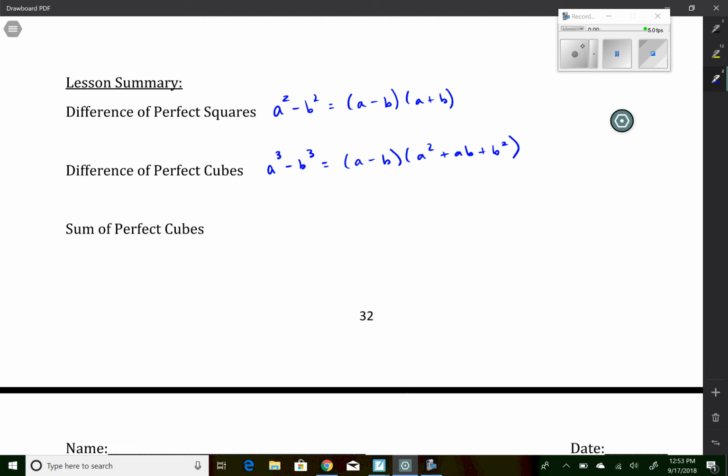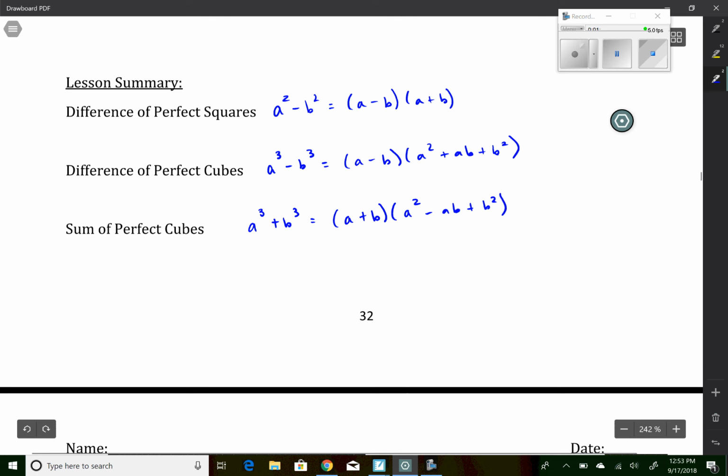With cubes, I can also do sums. I can't do that with perfect squares. I think we made that pretty clear in class. So I have a cubed plus b cubed. That's going to become (a plus b)(a squared minus ab plus b squared). If you know those three separate formulas or processes, you'll be good for this homework assignment. So you can always refer back to those.